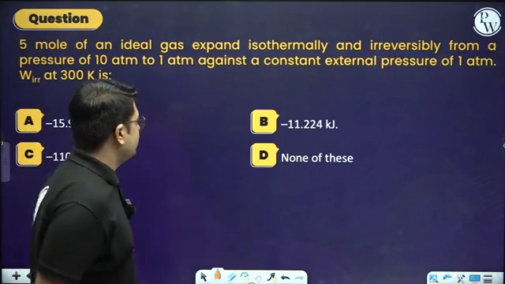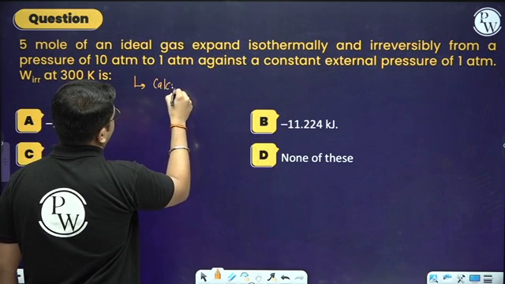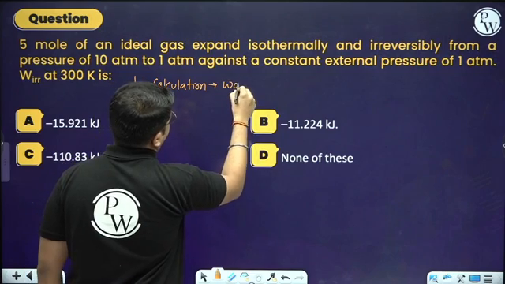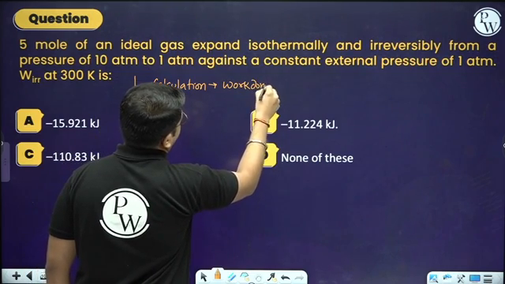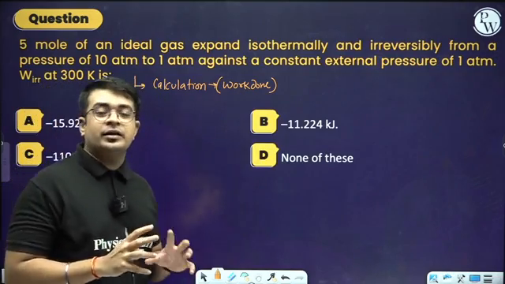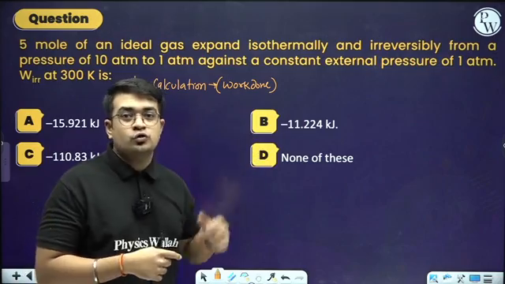Now the main question is, sir, we don't know about the calculation of work done. Sir, what is the calculation of work done? That part we don't know. So let's try to find out what is the actual calculation of work done. Then we can proceed for the calculation part, like how to solve this question.